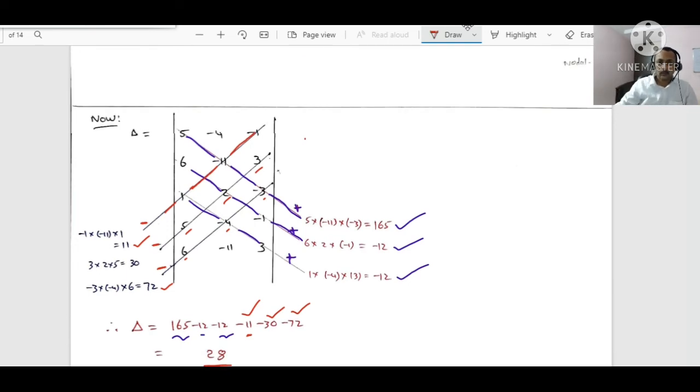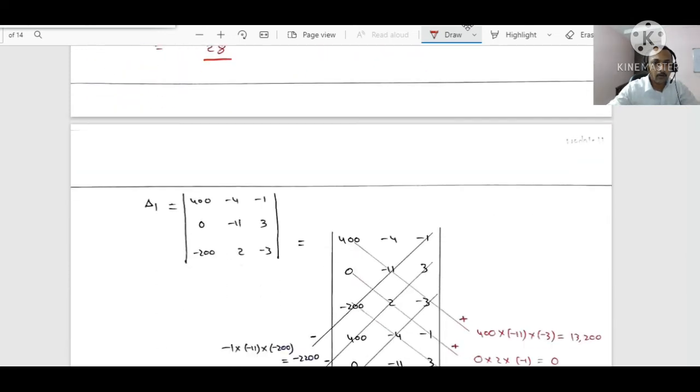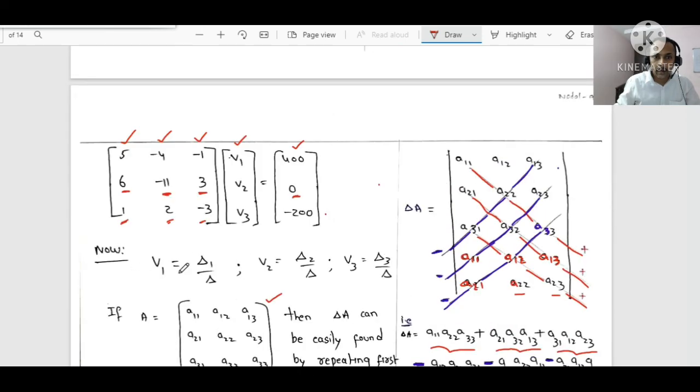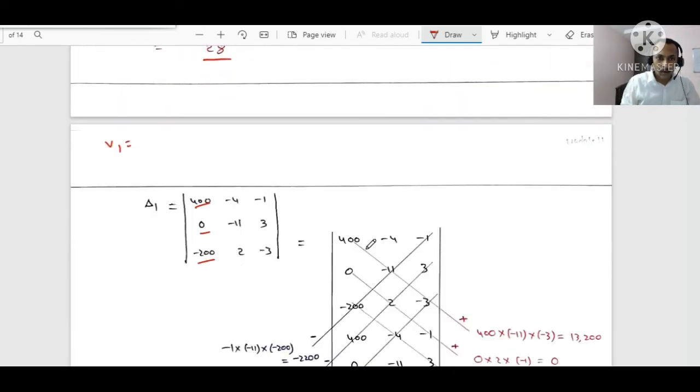Clear? So far clear, dear students? This is how you can find out the delta. Now with respect to delta 1, what will we do? We will replace the first column with 400, 0 and minus 200 to find delta 1. Why? Because in order to get V1, V1 equals delta 1 by delta.